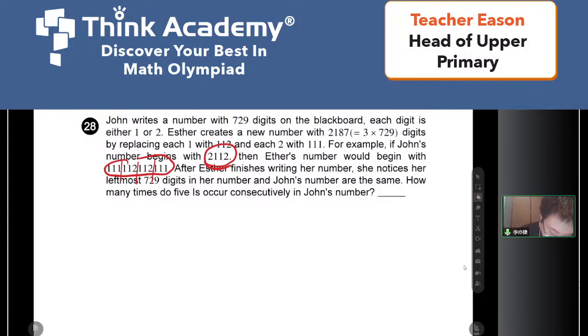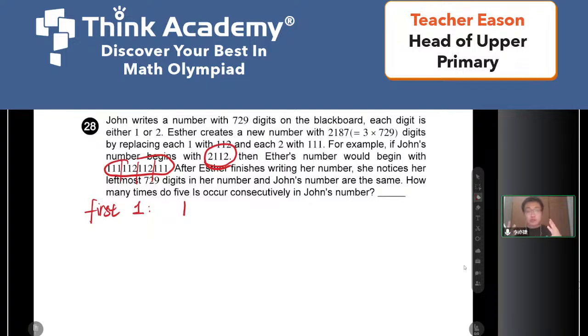Obviously, the first digit must be 1, because if the first one is a 2, then after transformation it becomes 1, 1, 1. The first digit becomes 1, which is not equal, right? So the first digit must be 1.